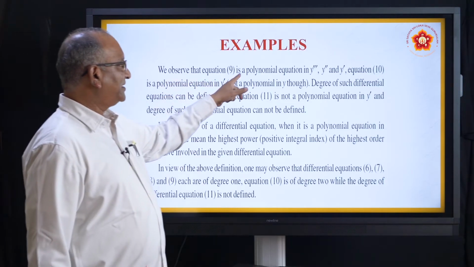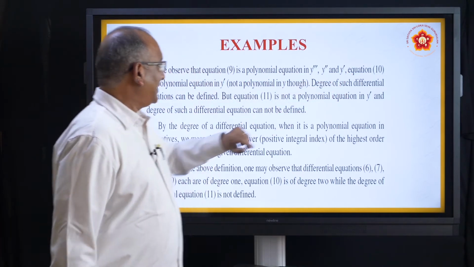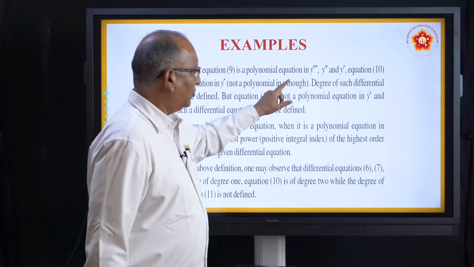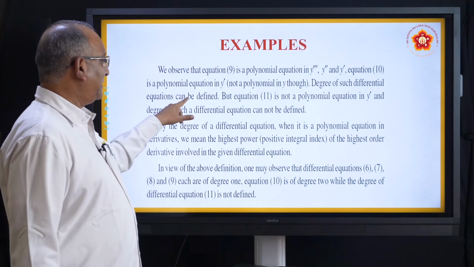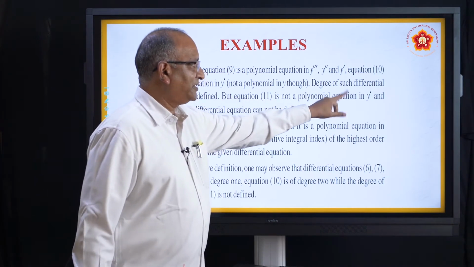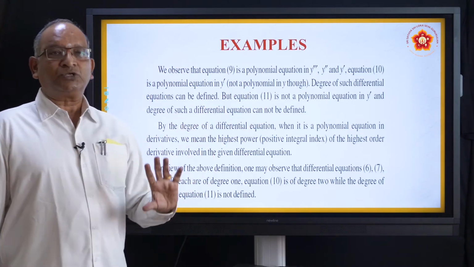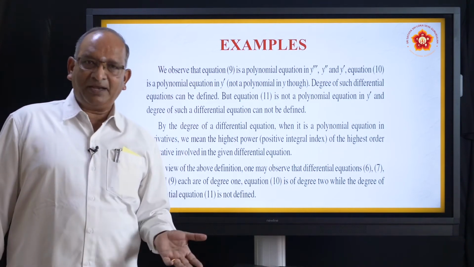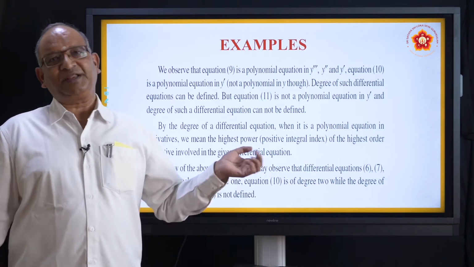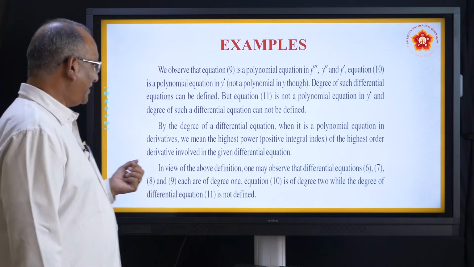We observe that equation number 9 is a polynomial equation in y triple dash, y double dash, etc. Equation 10 is a polynomial equation in y dash, not a polynomial in y, though degree of such differential equations can be defined. But the last one, 11, is not a polynomial equation in y dash, and degree of such differential equation cannot be defined. So if you come across sine of, cos of, e to the power of, log of, anything with dy by dx or d2y by dx square, we cannot define the degree.